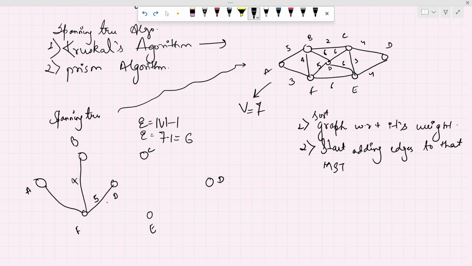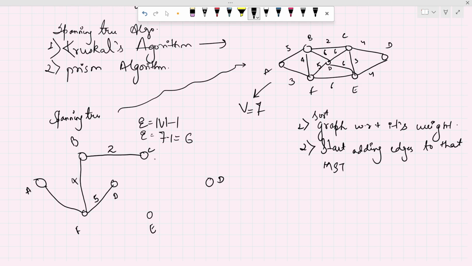Now we have to connect C, D and E. If you connect from D to C, the weight will be 6, but if you connect B to C, the weight will be 2. So where do you place the edge? From B to C vertex, because it has the minimum weight, which is 2. You cannot connect D to C because it's 6, but from B to C directly the weight is 2. We have to select the minimum weight. I hope it is understandable why we are connecting these two points.